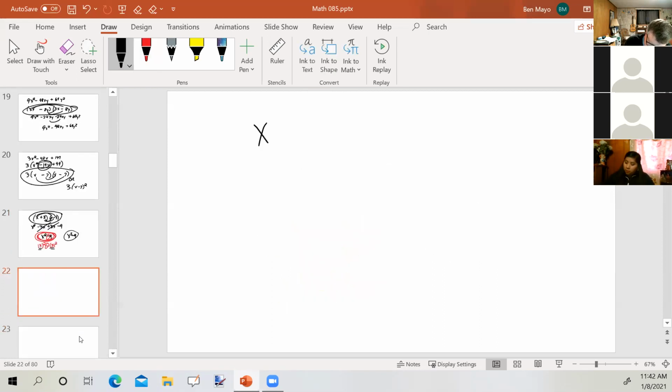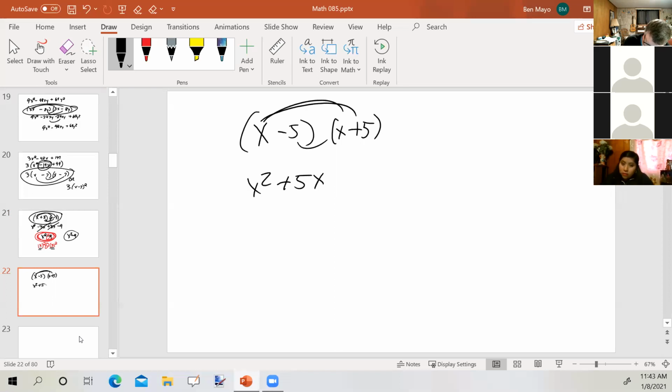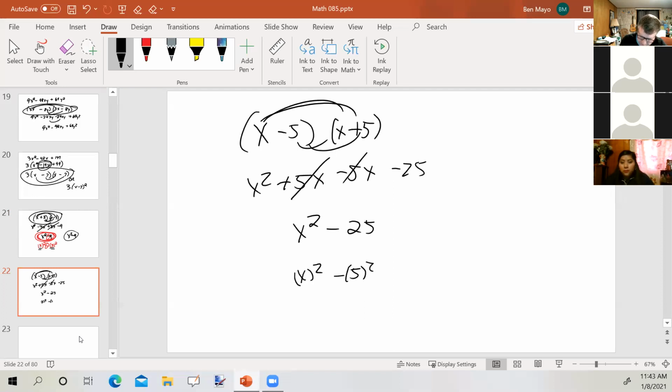Let's say I have x minus 5 times x plus 5. So now the negative is in front of the positive. Again, multiplication is commutative, so it doesn't matter which order those factors are in. This gives us x squared plus 5x minus 5x minus 25. The middle two terms cancel out, and we get this, which is what? x squared minus 5 squared. So again, we get the difference of two squares.